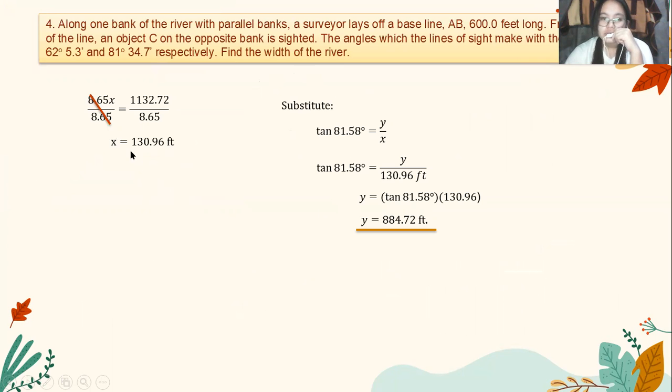So we already have our x. Let's substitute x into equation number 2 to get the width of the river. Tangent 81.58 degrees equals y over 130.96 feet. Let's cross multiply: y equals tangent 81.58 degrees times 130.96, and we get 884.72 feet. So the width of the river is 884.72 feet.